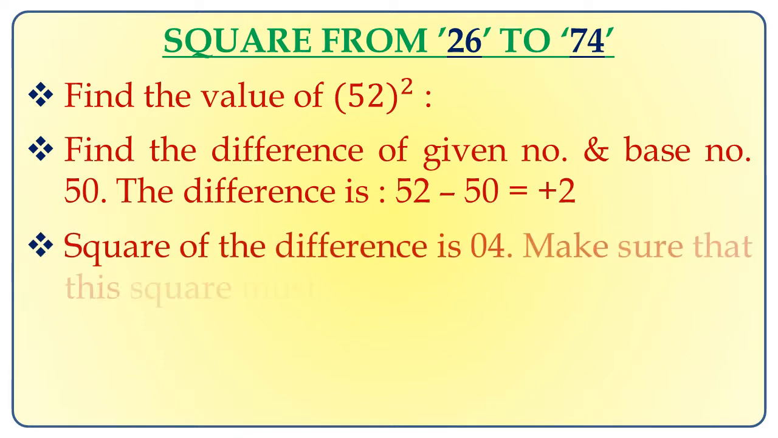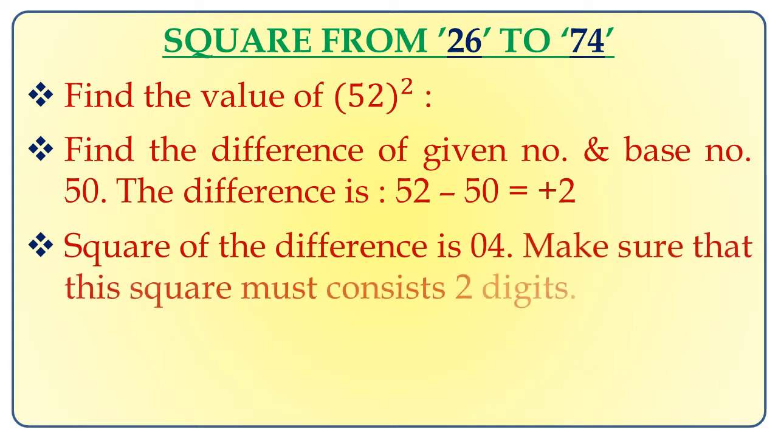Now we find the square of this difference. So plus 2 square is 4. We know that plus 2 square is 4. But what is the concept? The concept is that the last 2 digits of the answer must have 2 digits. So the difference is plus 2 here, and plus 2 square is 4. And 4 is a single digit number. But the rule is it should be a 2 digit number.